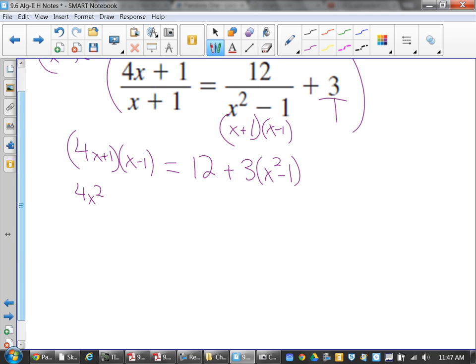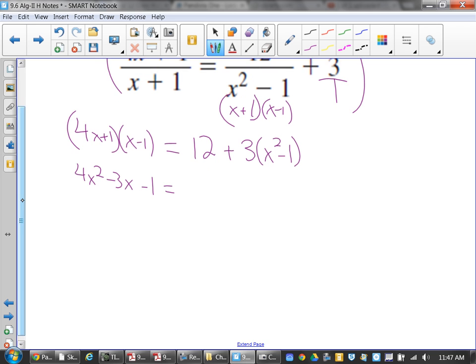4x squared minus 4x plus x gives me plus 3x. Minus 1, I got minus 3, sorry, because I got 1 minus 3. Here you get 3x squared minus 3, so you have 3x squared plus 9.